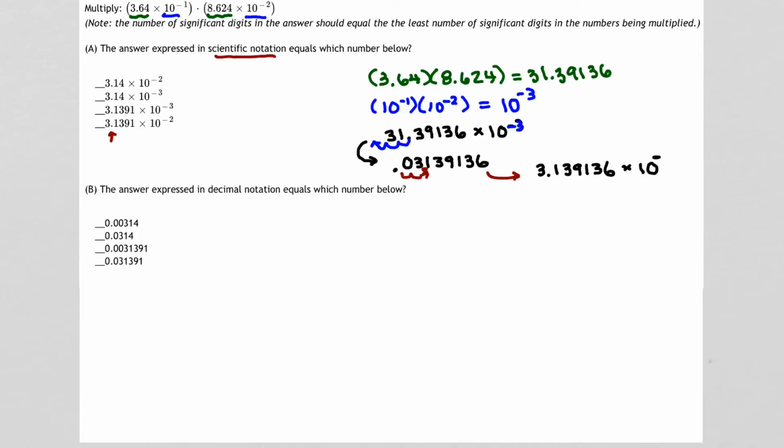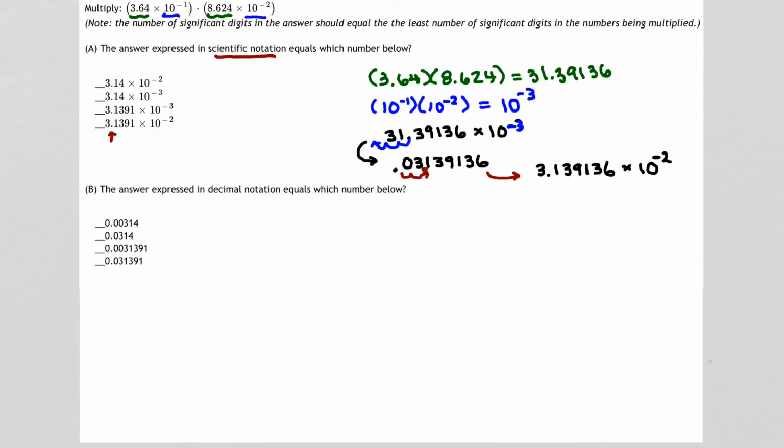Well, what is my exponent? I had to move 2 places to the right, and so that tells me that my exponent actually has to be negative 2. So the number I get is 3.139136 times 10 to the negative second power. This almost matches our answers over here. There's one more thing we need to do.